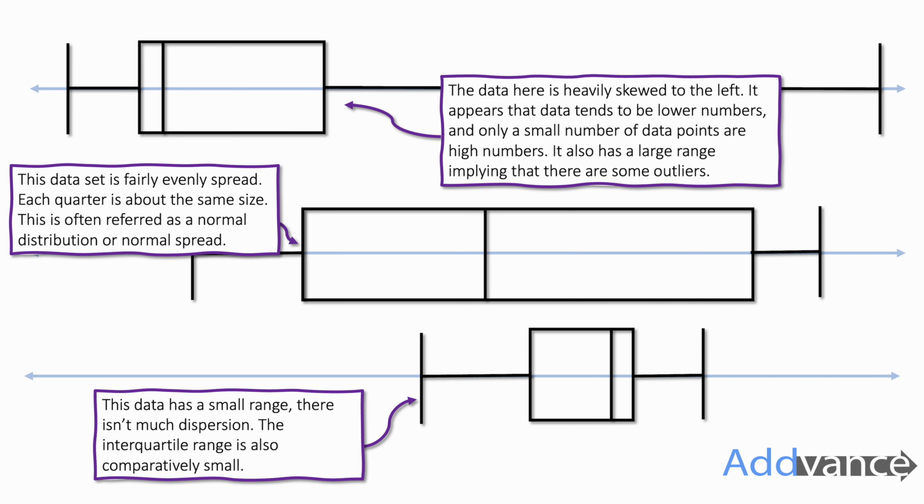The data set in the middle seems fairly evenly spread, and each quarter is about the same size, meaning that we would call this a normal distribution or a normal spread. And the data set on the bottom has a small range, and there isn't much dispersion. It's not spread out very far, so low dispersion. The interquartile range is also comparatively small.